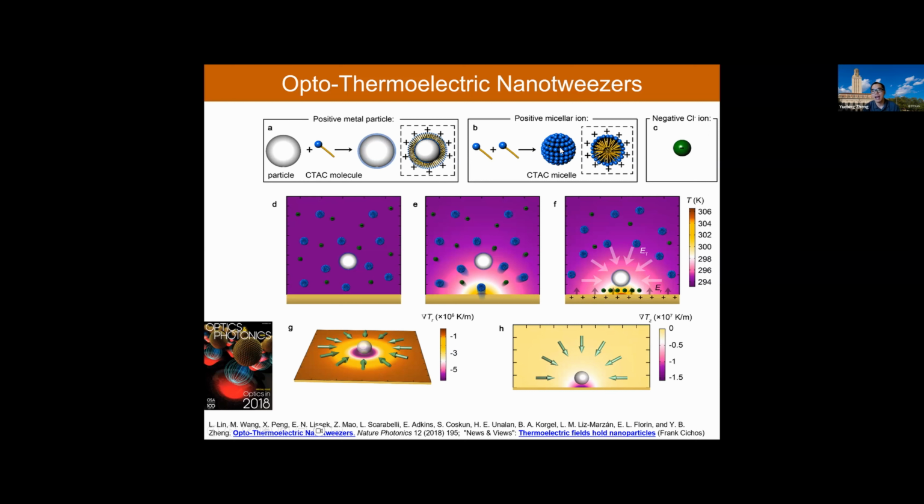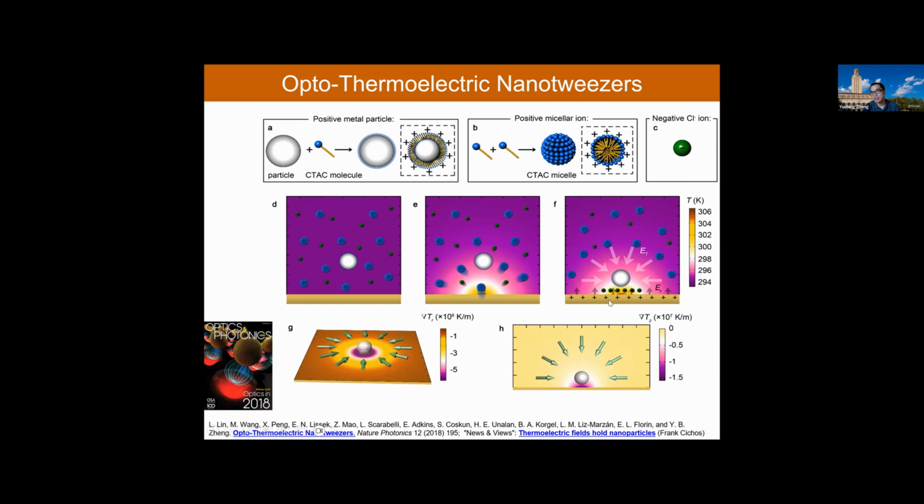Also, when you add enough, they form micelles. So the micelle is also positively charged, but smaller in size. Also, in the surfactant, you have negative ions. So we know that under this temperature gradient, all the particles will move away from the hot region, the laser spot, towards the colder region. But the interesting phenomenon is that the movement is very different between the micelle and the ion. The micelle is faster, the ion is slower.